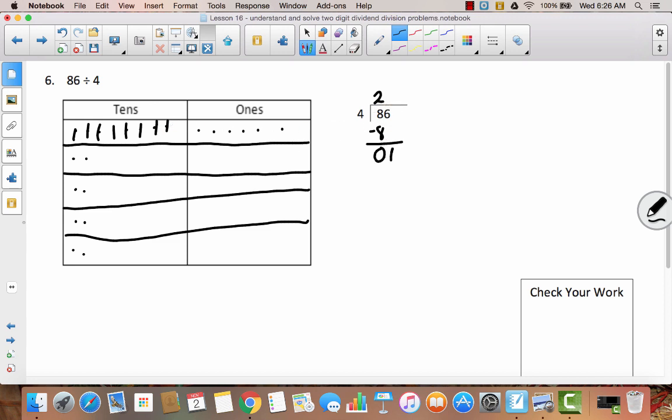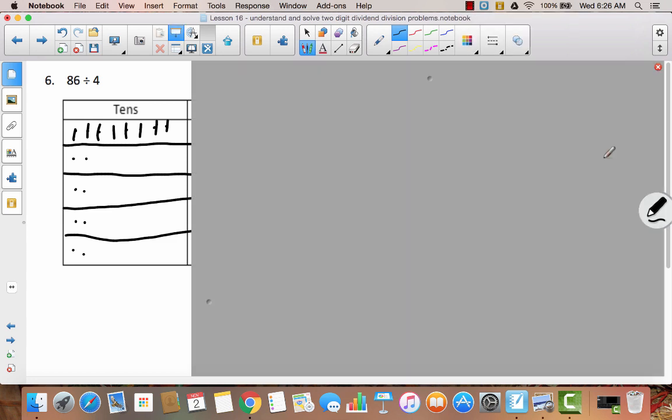Now I'm ready to divide the 6 ones. I'd like for you to go ahead and divide the 6 ones and try to finish the rest of this problem by yourself. Okay, so hopefully you tried to distribute the 6 ones all by yourself.